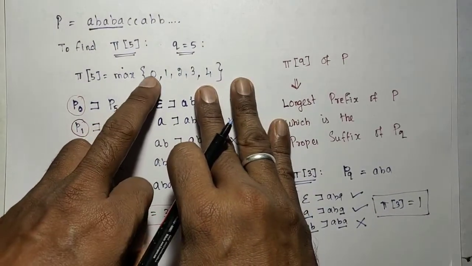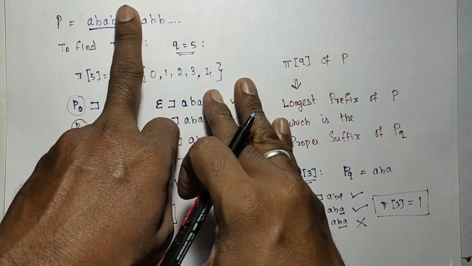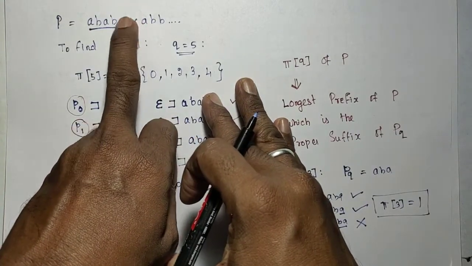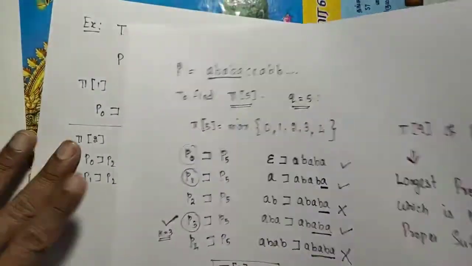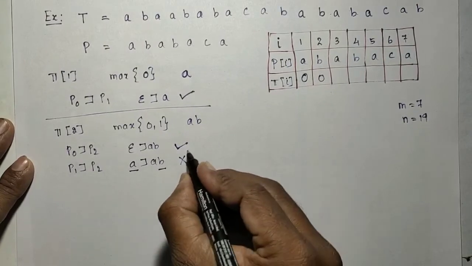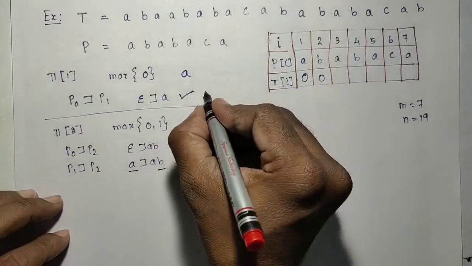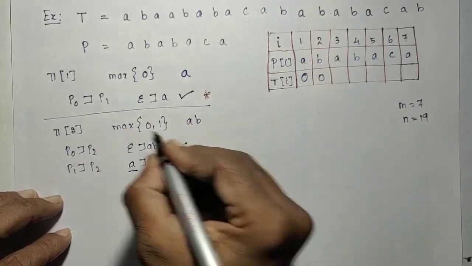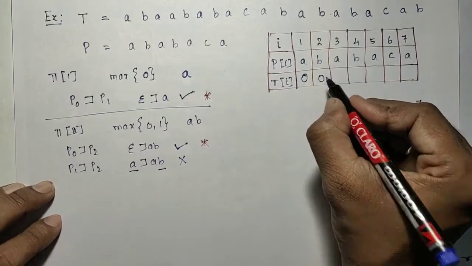So maximum from 0 to q minus 1 only. So up to the previous characters, which is the maximum prefix and which is the suffix of this one, like that we have to consider, that is a prefix. So now here among this we need to choose this one. Okay, so here we have chosen this P0, here I need to choose this one, so that is a 0.